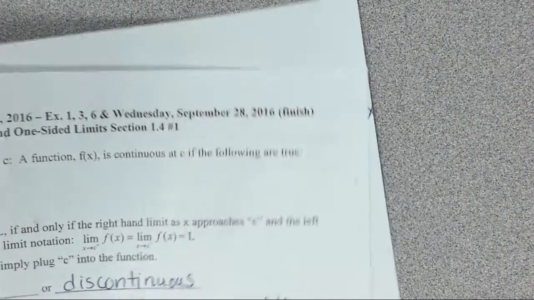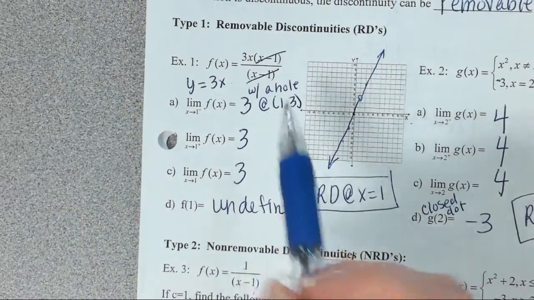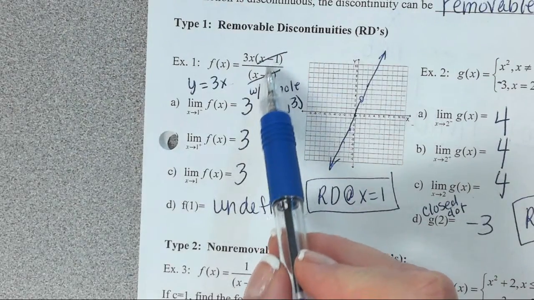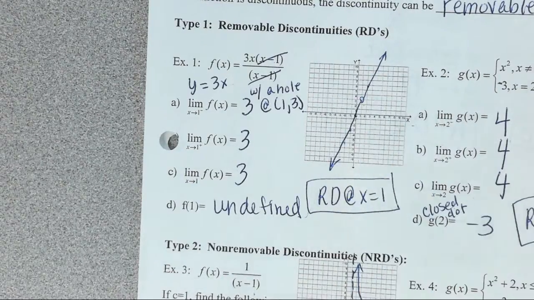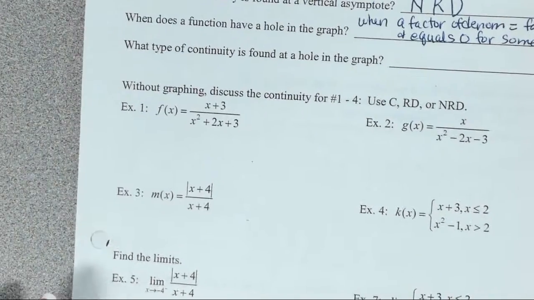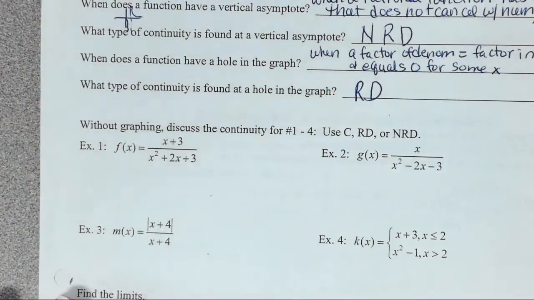If we flip back over in our notes, that was way back here on the first page. Right here on example one, see how we had a function where these two factors were exactly equal, they canceled out, and that's what gave us the hole in the graph? Okay. All right, so what type of continuity was that we just looked at if it's a hole in the graph? What do we call that? What is it, Madison? All right, so this is called a removable discontinuity.